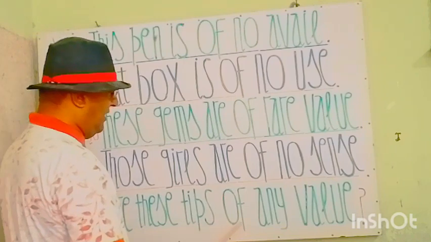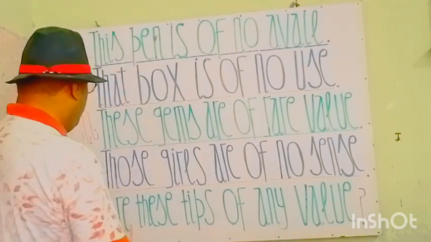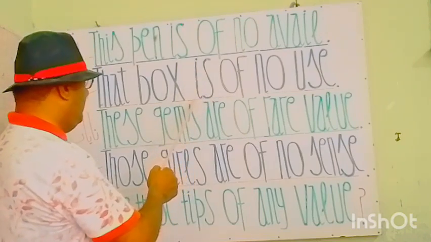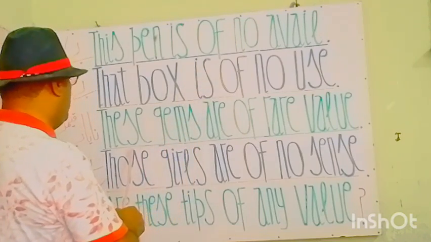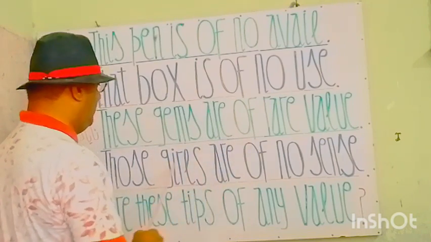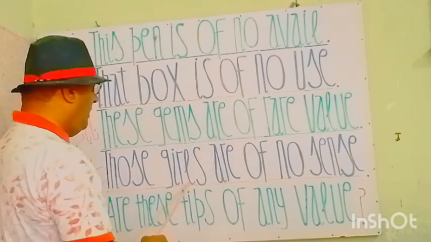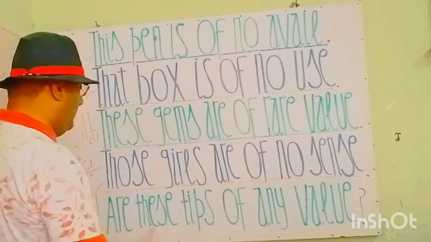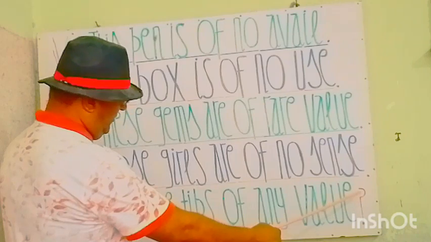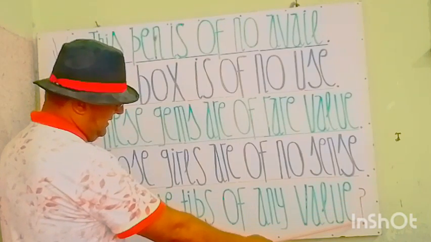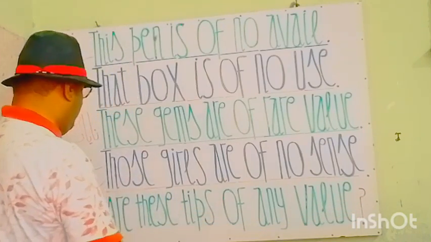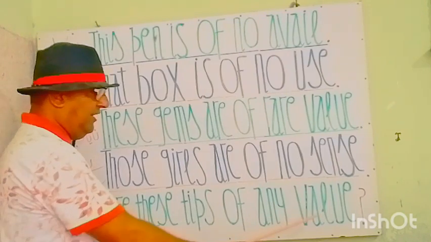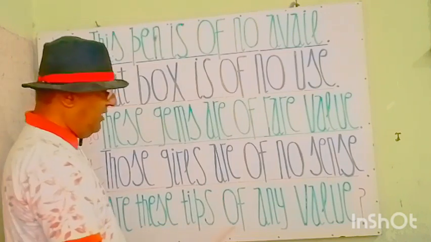Are these tips of any value? So we had seen two negative expressions, idiomatic negative expressions, and one positive idiomatic expression. And again we have a negative expression, and now we have an interrogative, because this interrogative sign shows that this is an interrogative statement. So are these tips of any value?